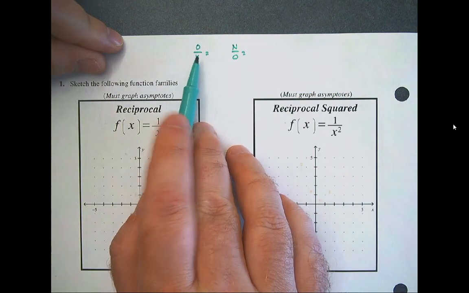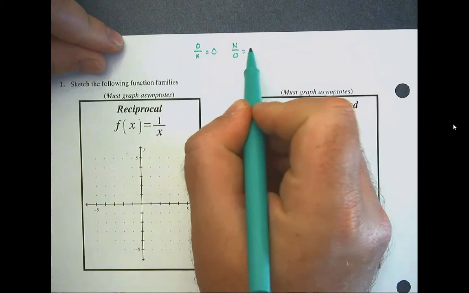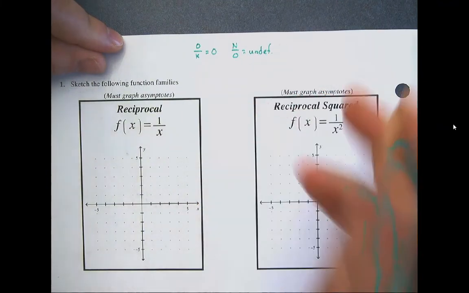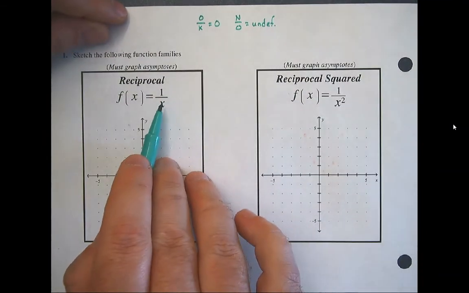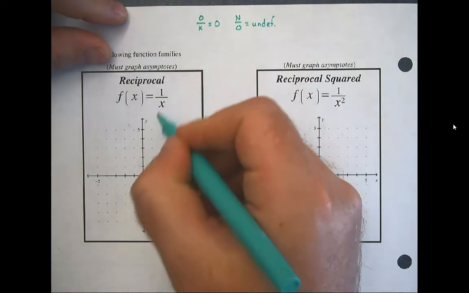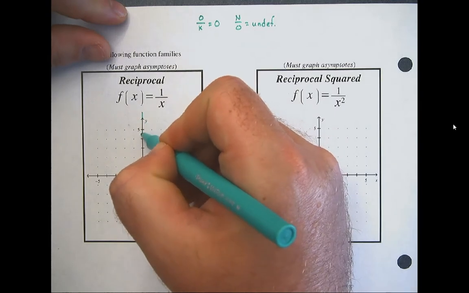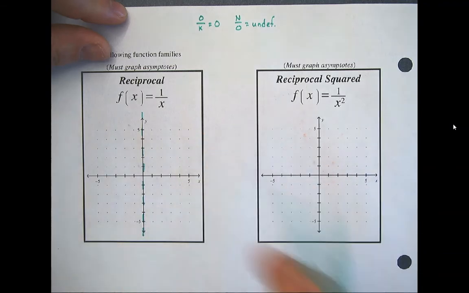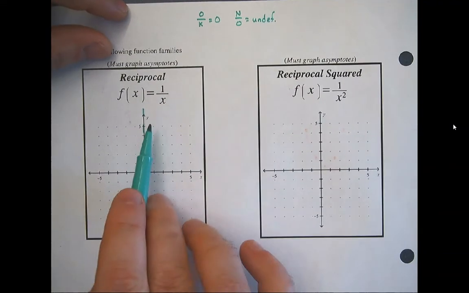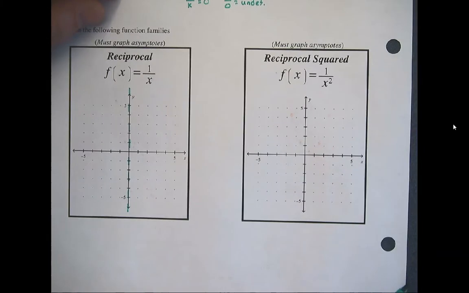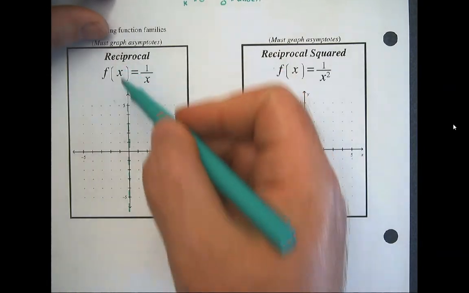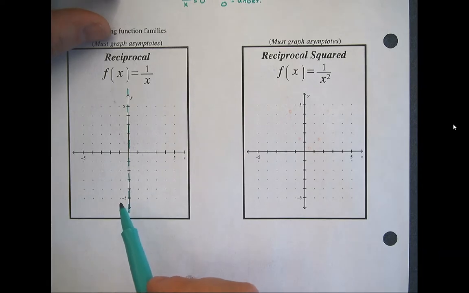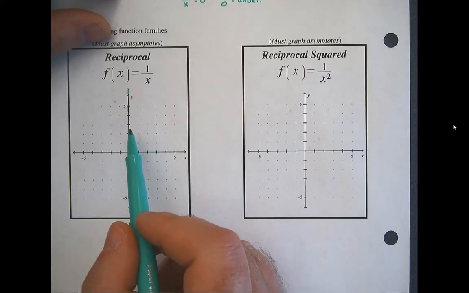0 on the top is okay. 0 on the top is 0. 0 on the bottom is no good. What's our word for that? Undefined. So if I put a 0 on the bottom, I get 1 over 0. That's undefined. That means when x is 0, we don't have a function value. There are no function values when x is 0. We call this thing an asymptote. I'm not sure if you've heard that phrase before, but this is called an asymptote. It's a boundary line that our curve can never cross. Our curve gets closer and closer and closer to it.